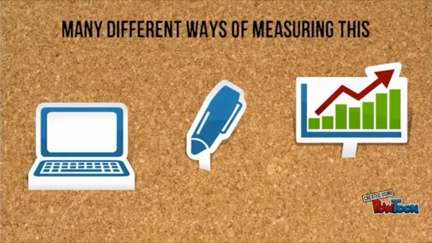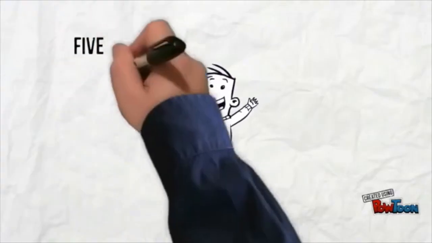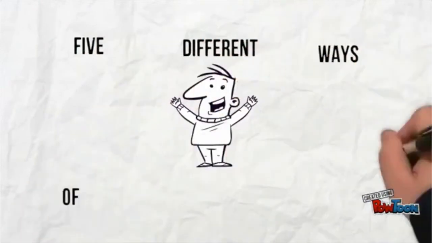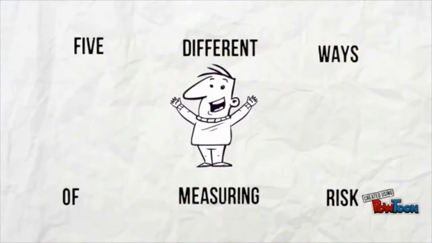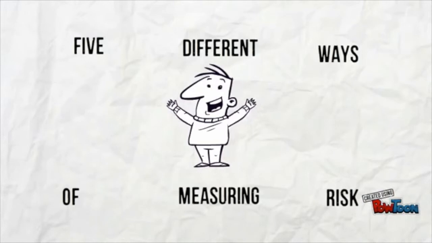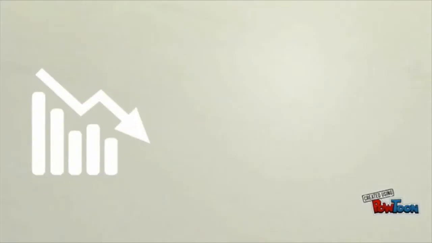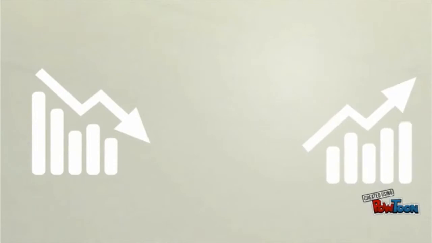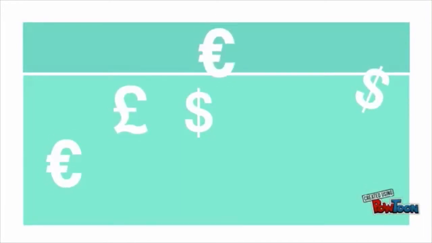According to Jim Hugh, there are 5 different ways of measuring risks: standard deviation, chance of loss, the magnitude of loss, drawdown, and beta ratios. Chance of loss measures how often a fund loses money versus makes money. Number 2, the magnitude of loss. How much could a fund lose in any given year?